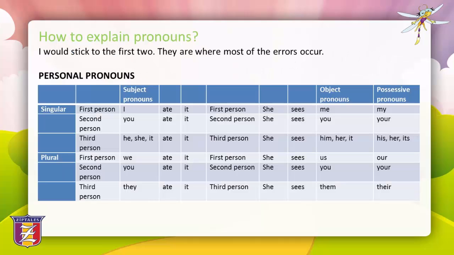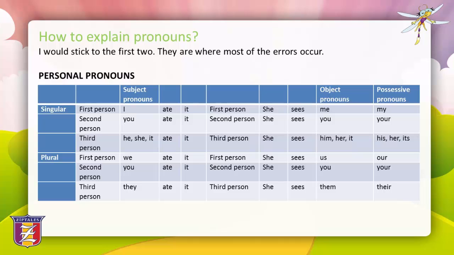How to explain pronouns. The list here seems to go on forever. Personal, I, you. Possessive, my, yours. Relative, who, whom. Demonstrative, this, that. Reflexive, myself, yourself, and others. I would stick to the first two. They are where most of the errors occur.